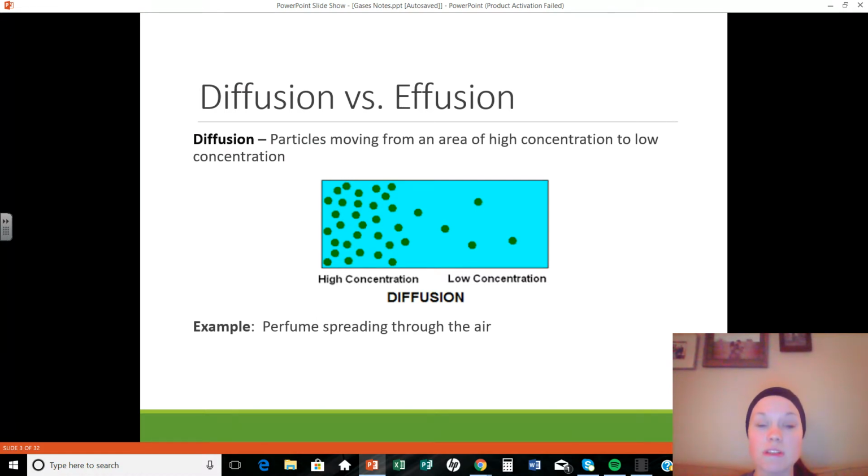A great example of this is if you think about burning a candle, or if somebody sprays a couple spritzes of perfume or cologne, eventually the whole room can smell that scent. The reason why the whole room can eventually smell that scent is because the scent molecules go from an area of high concentration to an area of low concentration. So the scent will spread. Gases do the same thing. Gases don't stay in a concentrated area. They will diffuse from an area of high concentration to an area of low concentration.